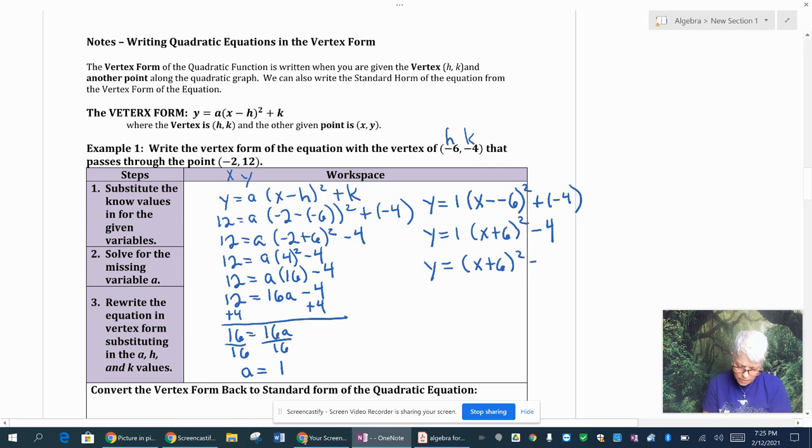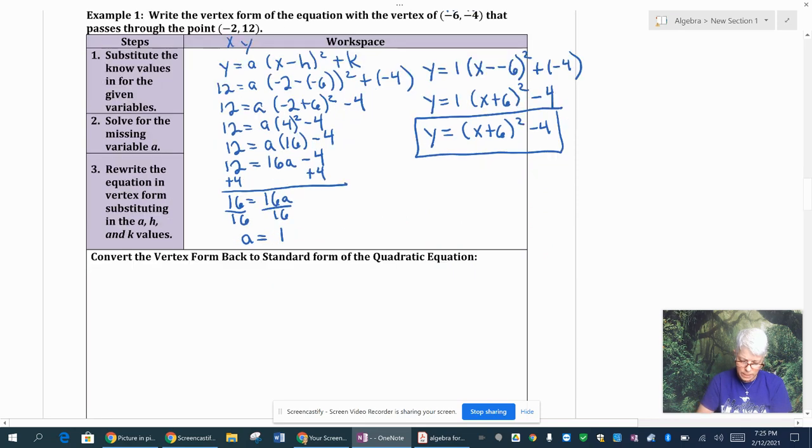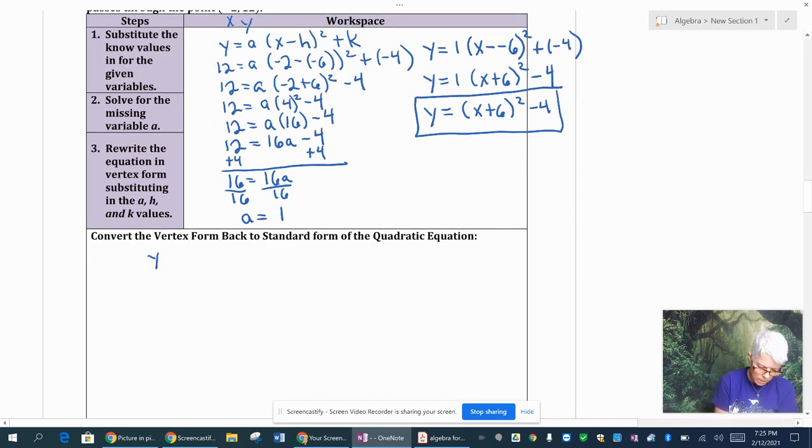And this would be the vertex form. Now, what if I wanted to go back to standard form? We're going to do that next. I'm going to take this equation that we created, y equals (x plus 6) squared minus 4.